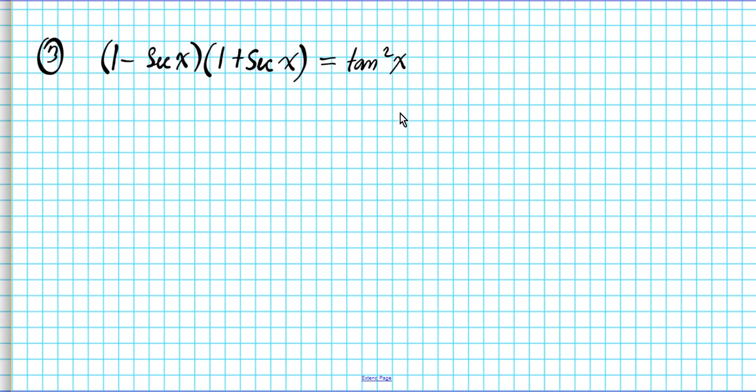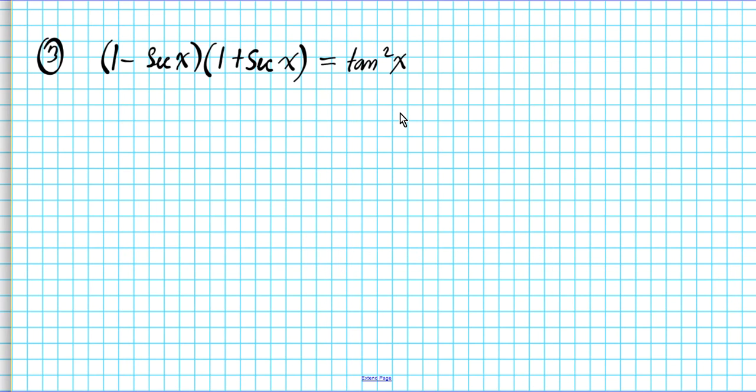What if you're asked to verify that 1 minus secant x times 1 plus secant x is equal to negative tan squared x? Okay. Now we have a square here. Whenever you see squares, you think, can I use the Pythagorean identity? When you see two quantities multiplied by each other, you think to multiply out and see what happens.